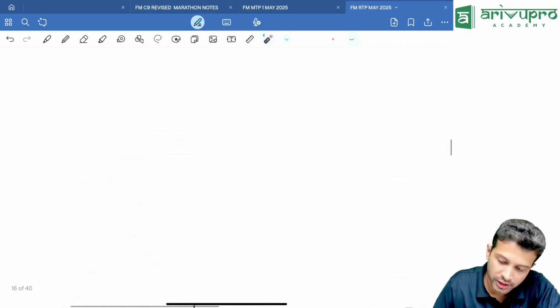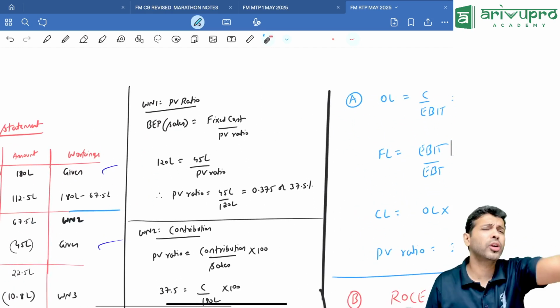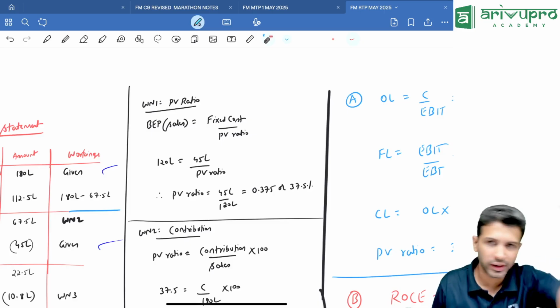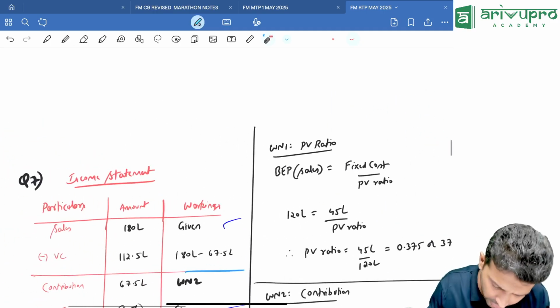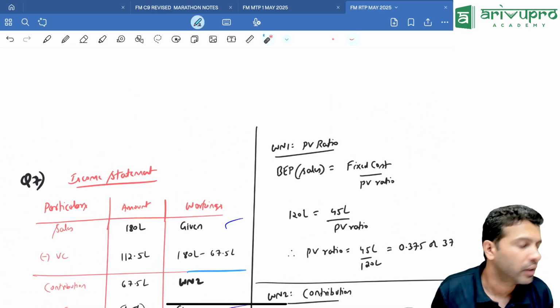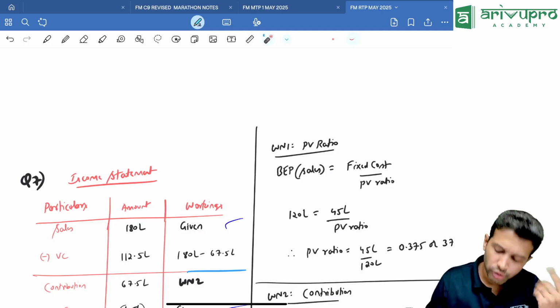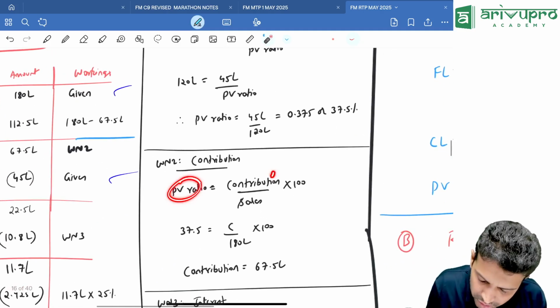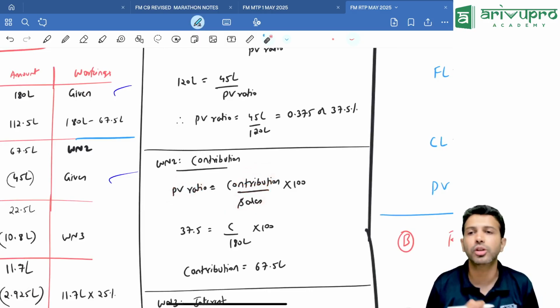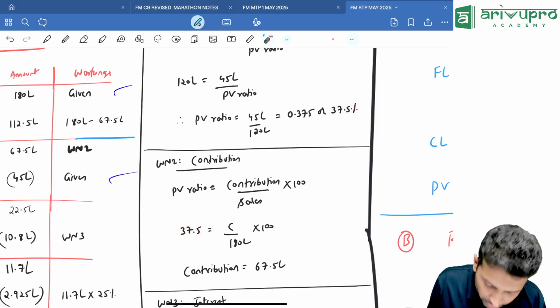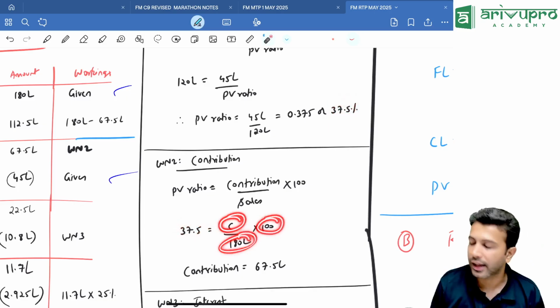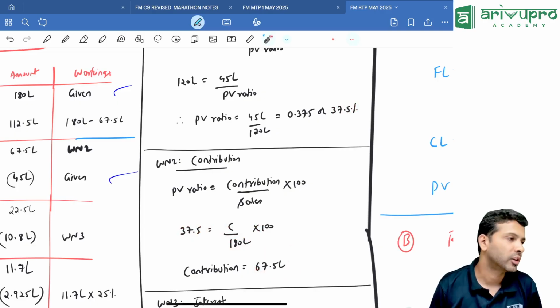Next, we will see. How do you get PV ratio? Contribution divided by sales into 100. Sales is given, so substitute. PV ratio is given by the formula contribution divided by sales into 100. PV ratio just now we got to be 37.5. Contribution we don't know. Sales is given, 180 lakh. Substitute, you will get contribution as 67.5.